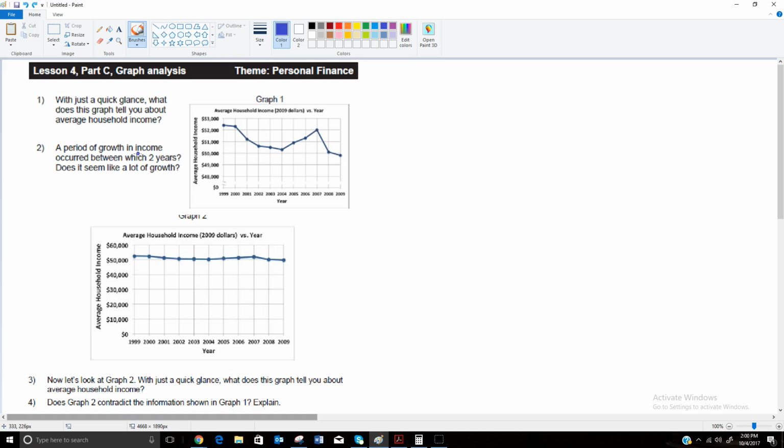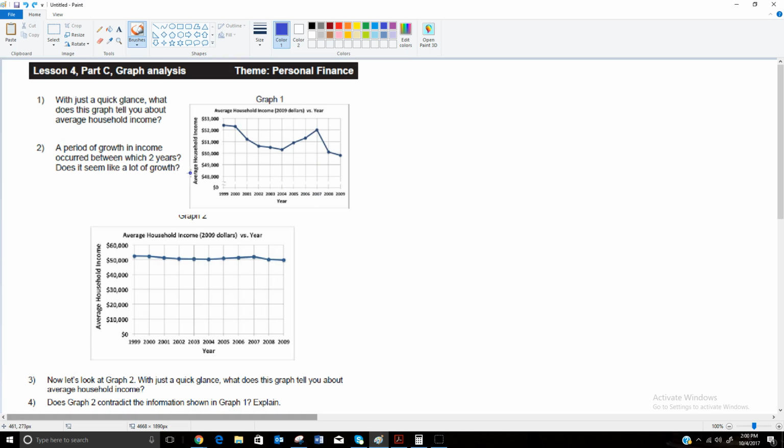And it says a period of growth in income occurred between which 2 years? The way this is worded has always bothered me, but they're not saying it has to be 2 consecutive years, just any period that there was growth. So from 2004 to 2007 was where there was growth, where there was an increase in the average household income. So those are the 2 years they're talking about, 2004 and 2007.